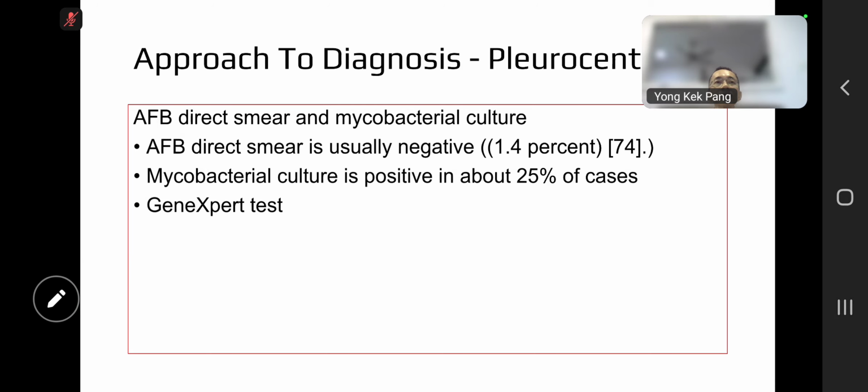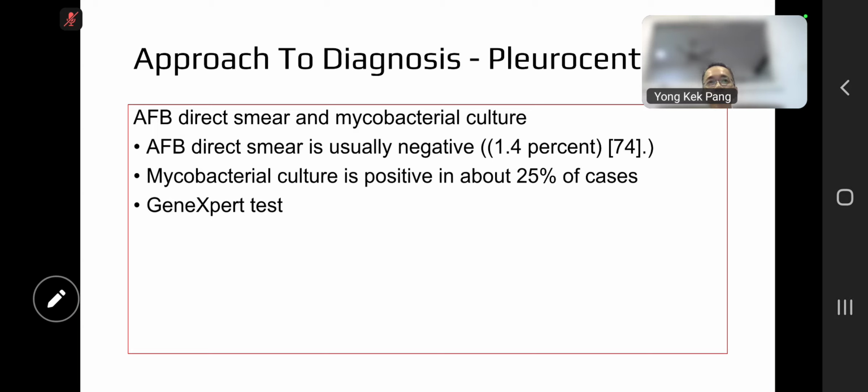And of course, routinely, we also send the pleural fluid for AFB direct smear and the mycobacterial culture. Unfortunately, AFB is not very sensitive. In fact, it's actually very poorly sensitive. Most of the time, you will get a negative result. And this is where we get caught, right? A lot of time we see nothing and then we think nothing. So many of these pleural TB are missed in the first or second instances.